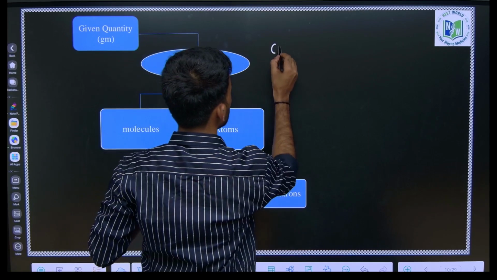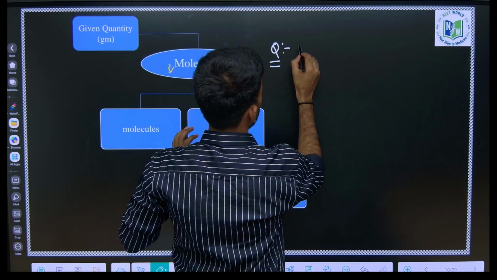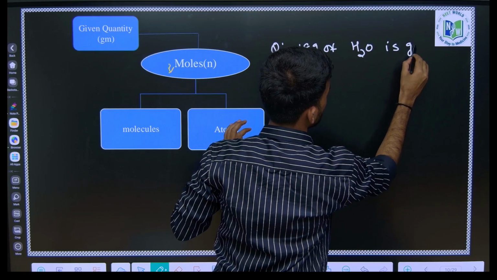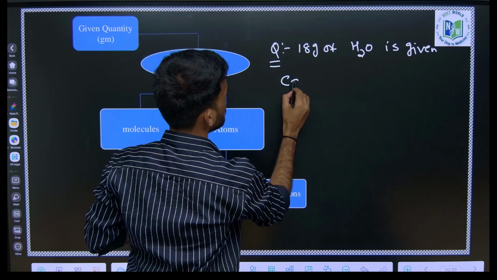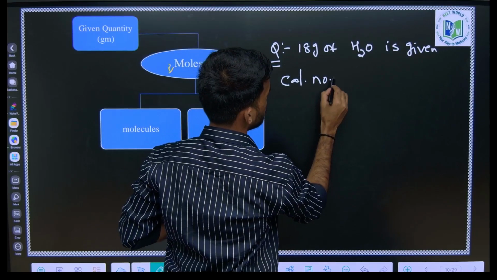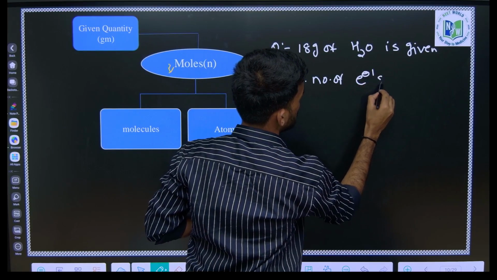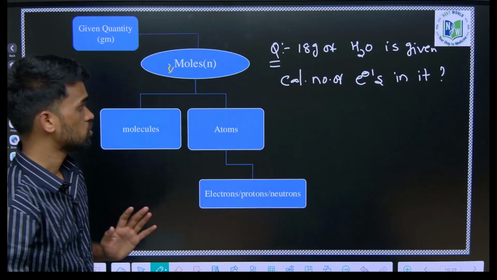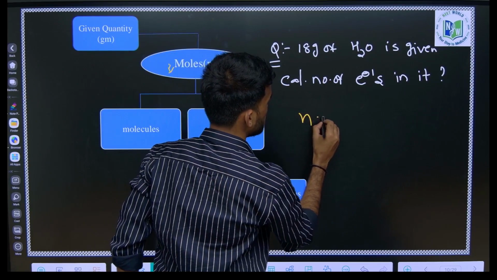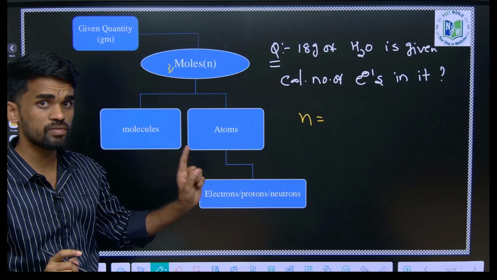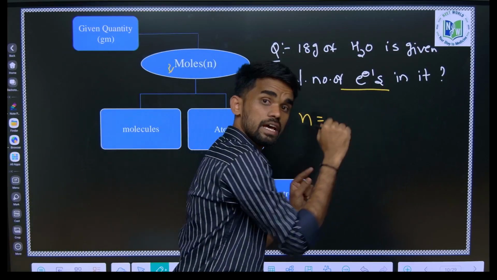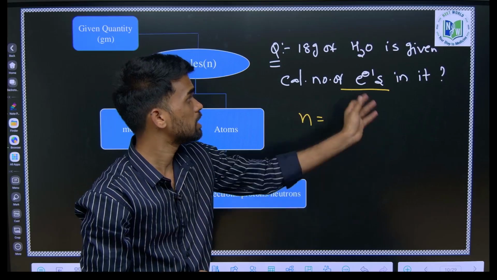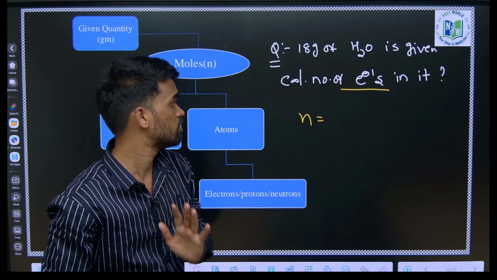For example, a question: 18 grams of H2O is given. Calculate the number of electrons in it. So how do we do this? First you have to find the number of moles. They are asking for the number of electrons, so find the moles of H2O first. Then multiply it with the number of electrons in one molecule of H2O. That will give us the final answer.